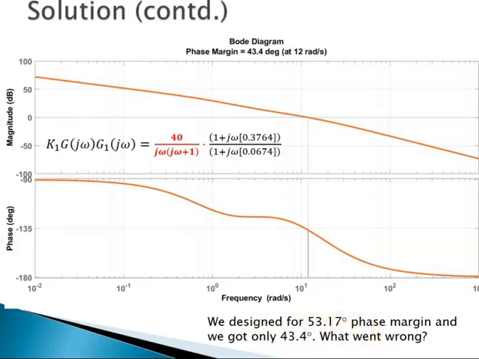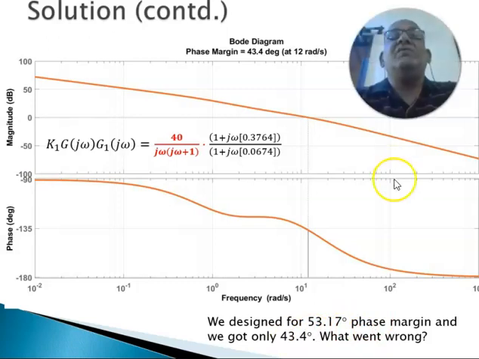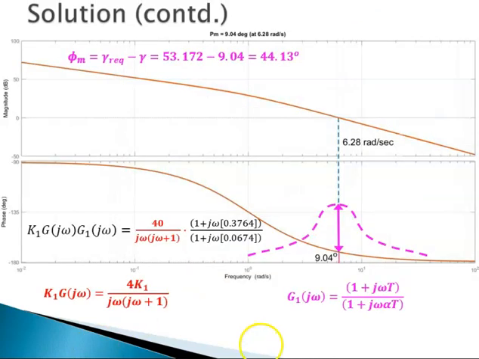What went wrong and what are the few things that we missed? We'll try to see that in the next slide. We'll try to investigate that. This slide shows the details and the line of direction that we started. We had this K1G omega 1 for which the gain margin was 9.04.